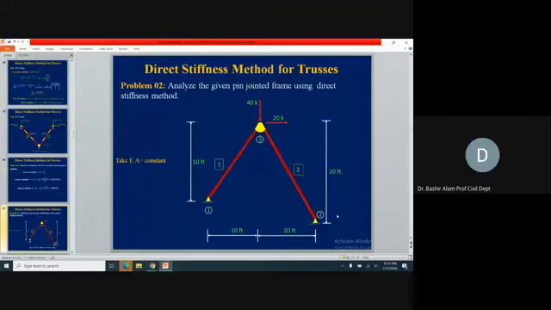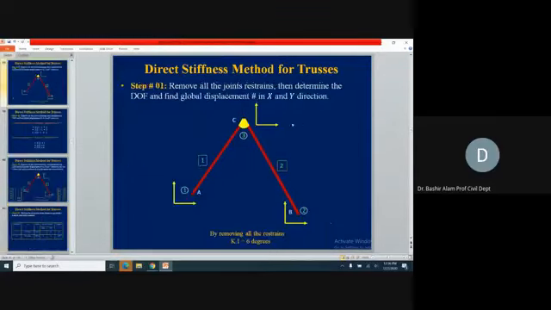Okay, with this now, I go to the next slide. So member node numbers at 1, it will become now D1, D2. At 2, D2, D3. At 3, it will become D3, D4, so this will become D5, and D6 will be vertical. So here now, these are the unknown joint displacements.